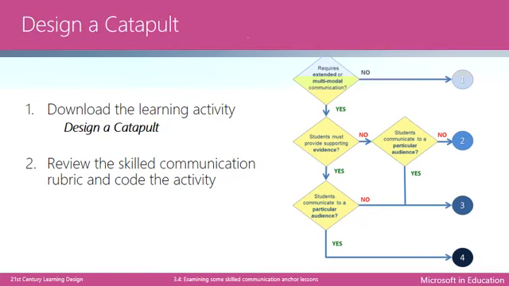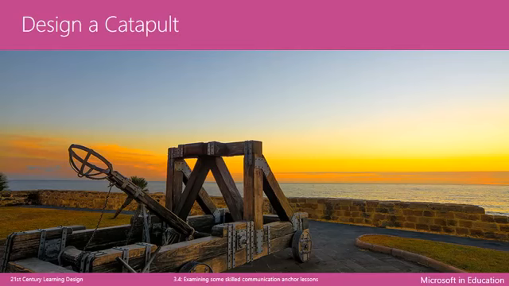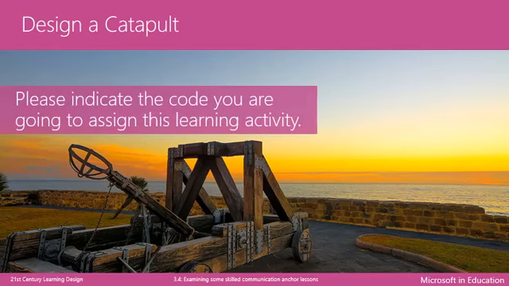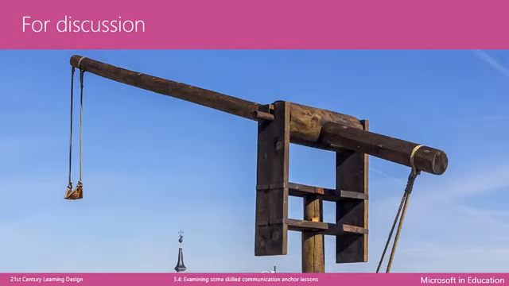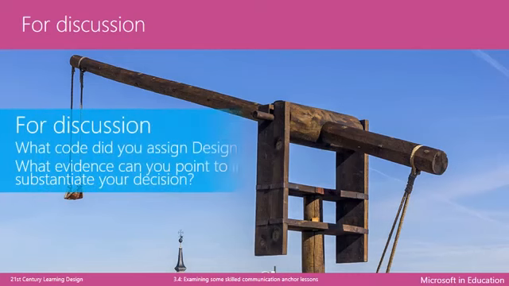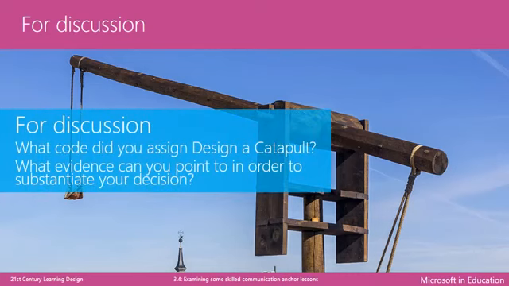Having examined the Design a Catapult anchor lesson, please indicate the code you are going to assign this learning activity based on the evidence you found. As before, we would encourage you to join the discussion where you can share your views on how you coded this anchor lesson. What code did you assign Design a Catapult? What evidence can you point to in order to substantiate your decision?